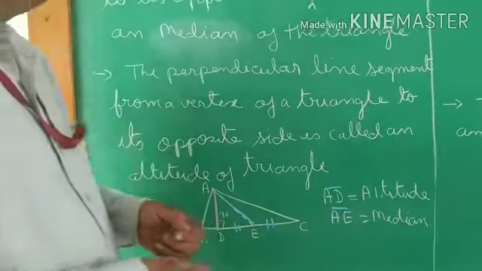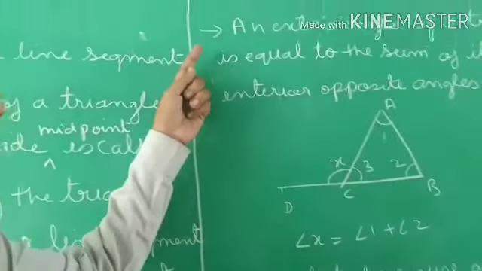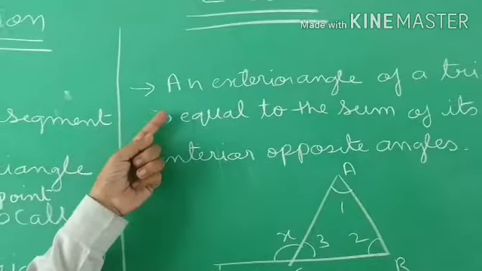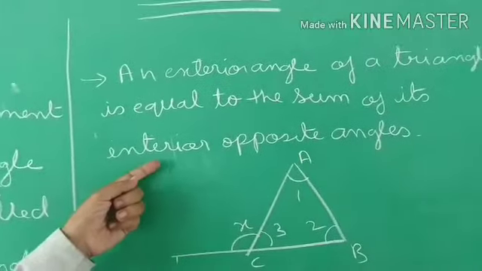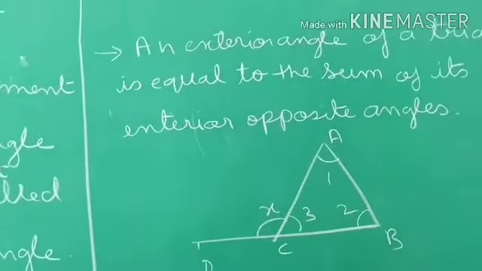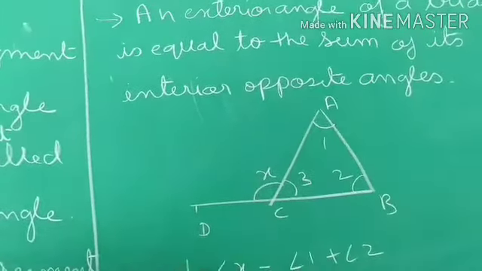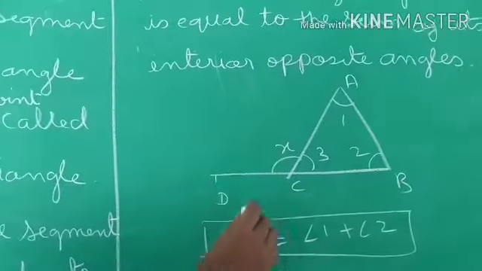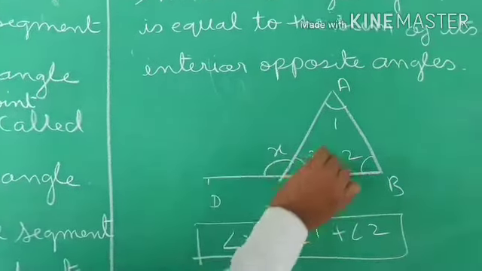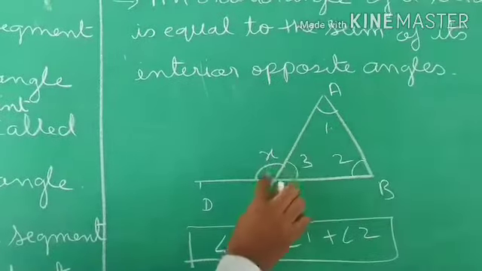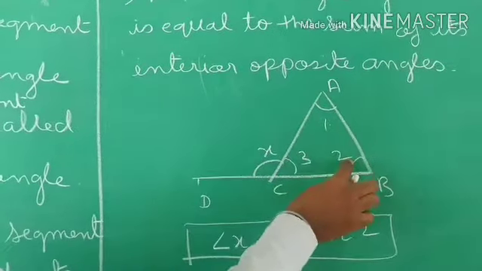Next, an exterior angle of a triangle is equal to the sum of its interior opposite angles. This is the result here, so you should remember this result. Angle X, the exterior angle, is equal to angle 1 plus angle 2, which are the interior opposite angles.